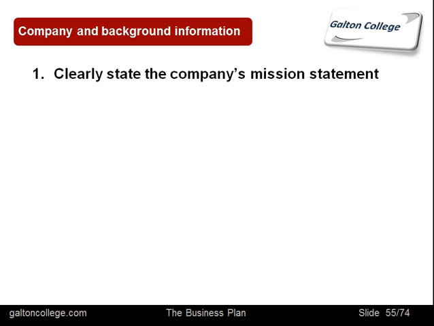Now the background information. Well, clearly state the company's mission statement. The mission statement is a very short statement. It's probably half a side of A4 or something of that nature. It's certainly not a long document. It could be even down to a sentence. One 20-word sentence may hit it on the head. So a 20-word sentence may do the job. But clearly state the company's mission statement. This means what precisely does the company do and what are its objectives.